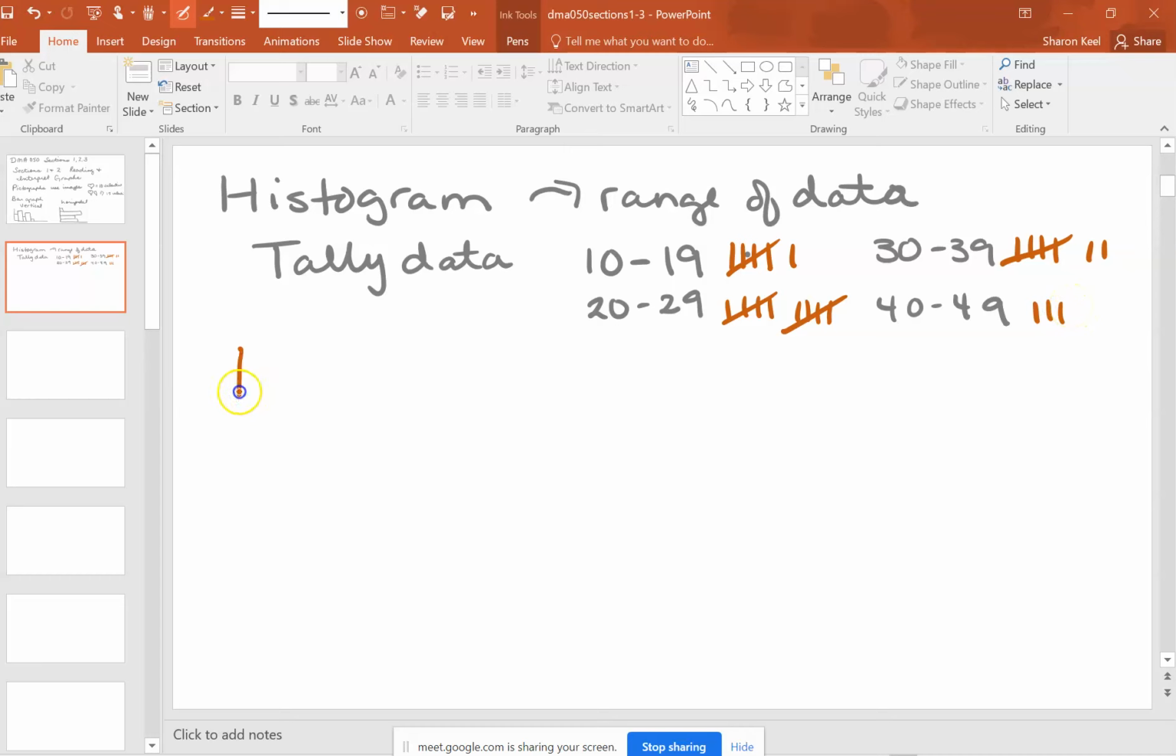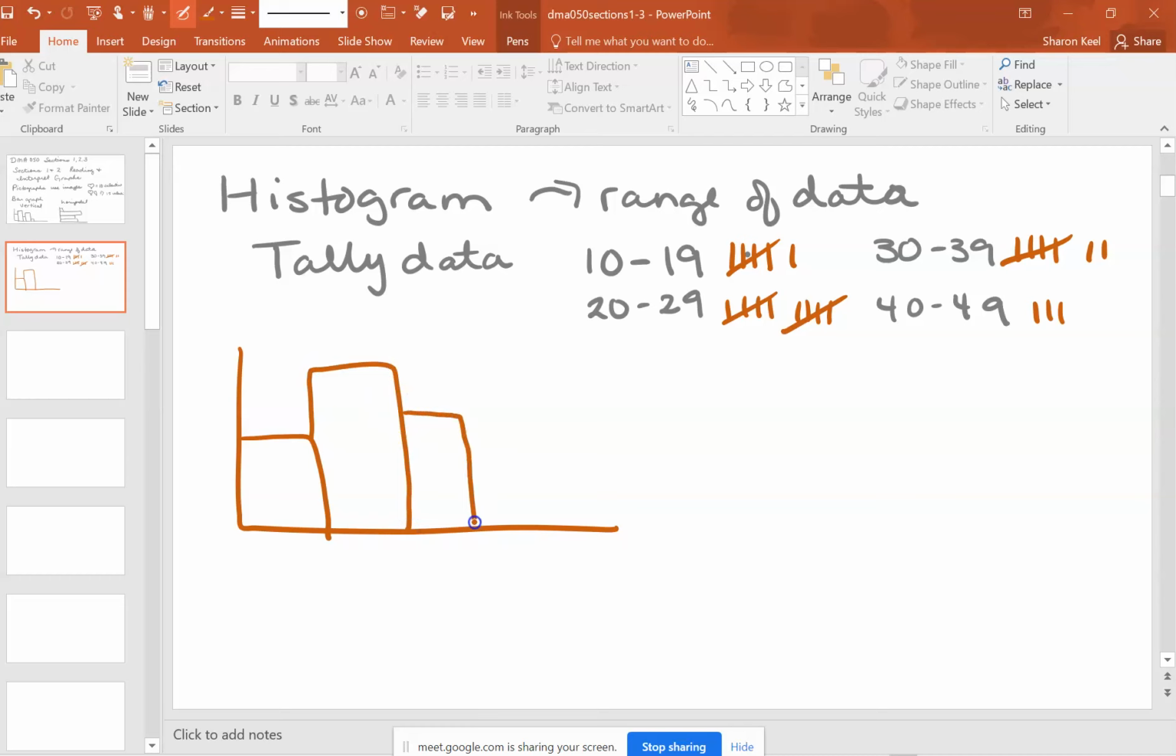And if you're doing data for a histogram, it's going to look like a bar graph. We have one here, one that would be higher, one that would be a smidge higher, and one that would be less. So with this, the first bar would be all of the people from ages 10 to 19. The second one would be everybody 20 to 29. This one would be the 30 to 39. And the last would be the 40 to 49.